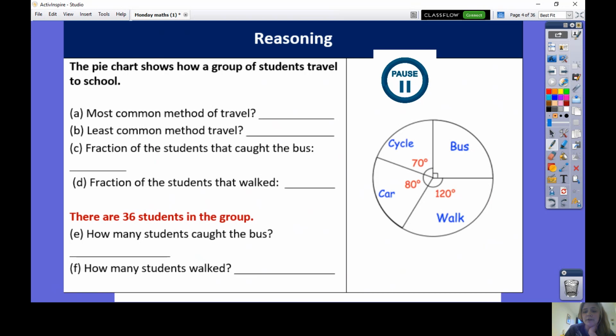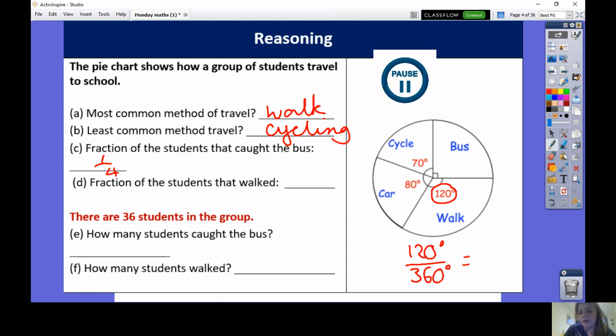The most common method of travel was walking. The least common method was cycling or bike. What fraction of students caught the bus? We can see that's a right angle, so it's 1/4. What fraction of students walked? It looks like a third. Another way I know this is equal to a third is because it's 120 degrees. 120 degrees out of the whole circle, which is 360 degrees. If I simplify that by dividing both by 120, I've got 1/3. So the fraction of students that walked is 1/3.